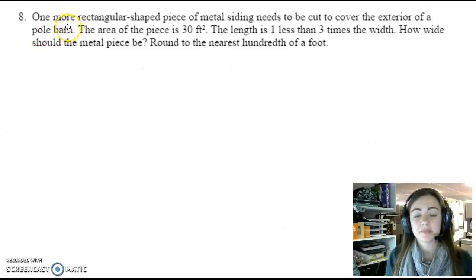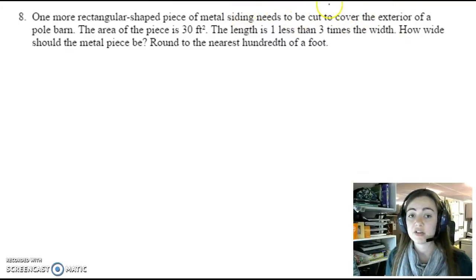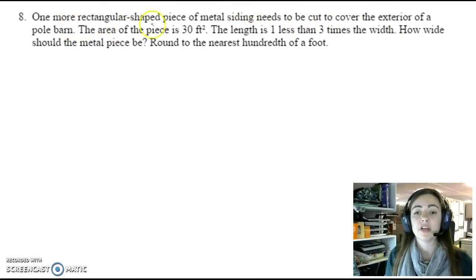For number 10, it says one or more rectangular shaped pieces of metal siding need to be cut to cover the exterior of a pole barn. The area of the piece is 30 feet squared. The length is 1 less than 3 times the width. How wide should the metal piece be? Round to the nearest hundredth of a foot.